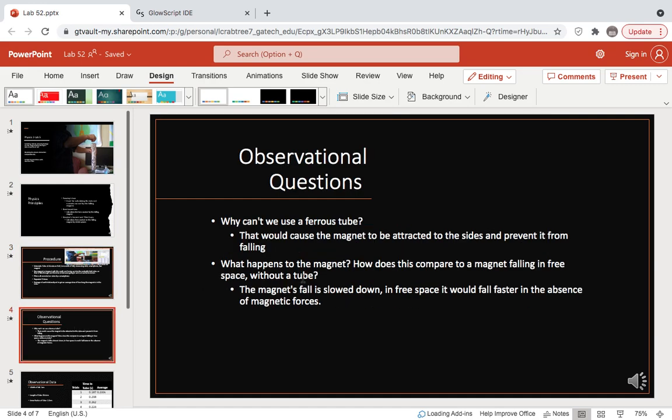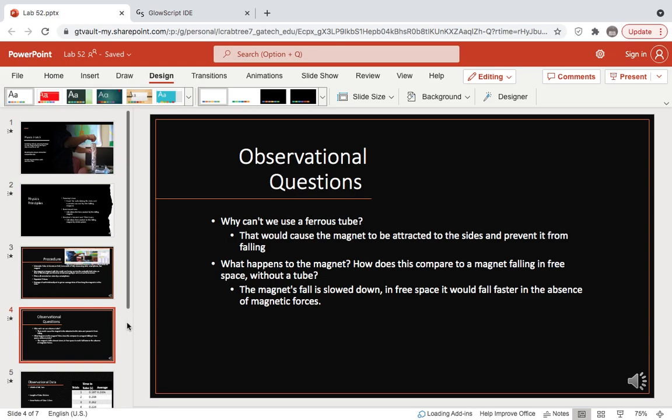Why can't we use a ferrous tube? Well, that would cause the magnet to be attracted to the sides and prevent it from falling. So what happens to the magnet? How does this compare to a magnet falling in free space without a tube? The magnet's fall is slowed down due to the magnetic forces, and in free space it would fall faster in the absence of these.